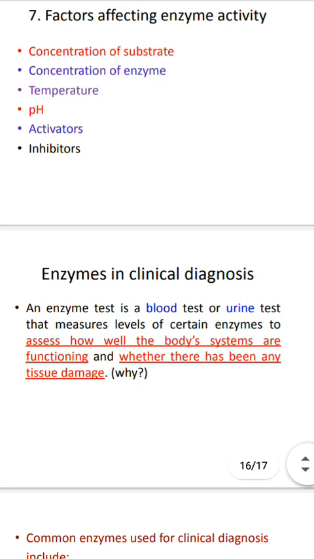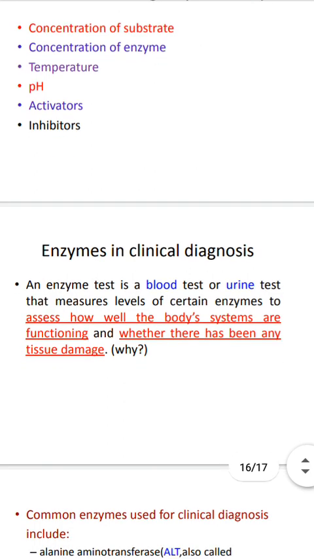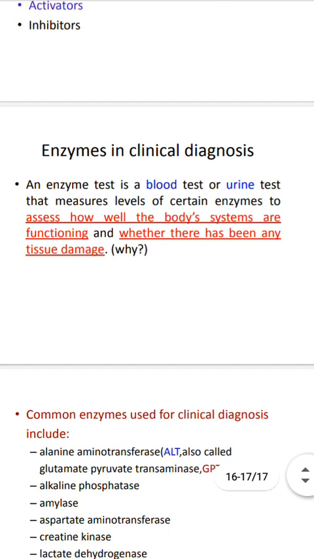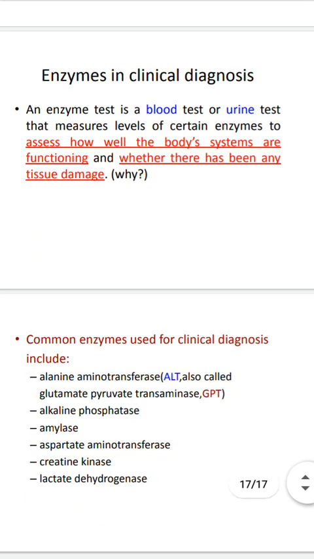The last one is enzymes in clinical diagnosis. An enzyme test is a blood test or urine test that measures the levels of certain enzymes. It shows how the body systems are functioning and whether there has been tissue damage. Some of the common enzymes used for clinical diagnosis include alanine aminotransferase, also called glutamate pyruvate transaminase, alkaline phosphatase, and amylase.